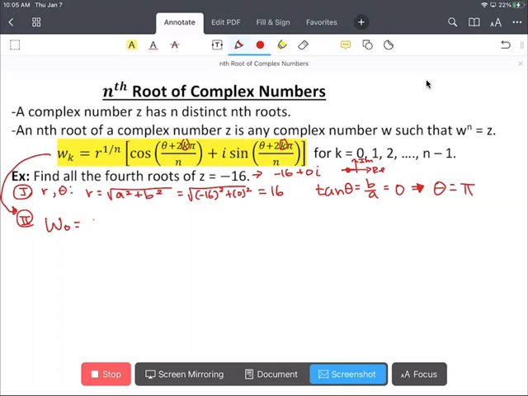So our r is 16. Our n, don't forget, our n equals 4, because we're looking for all the fourth roots. And the theta, we found out that it's pi. Since n is 4, we're going to divide it by 4.